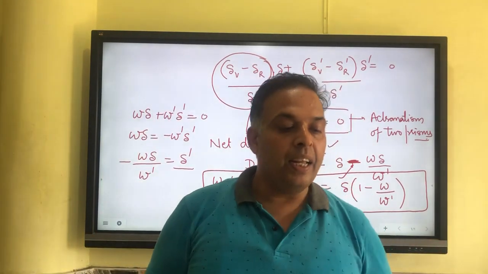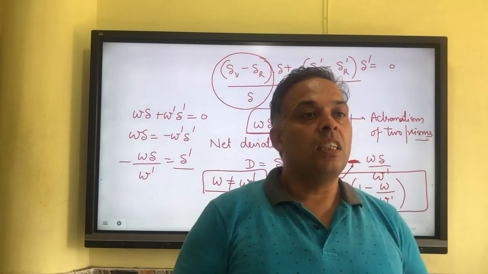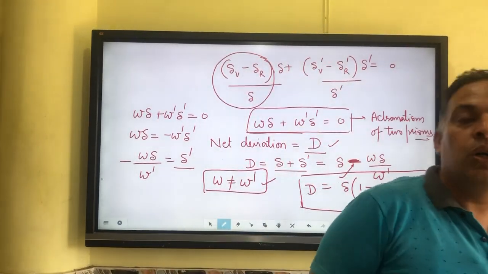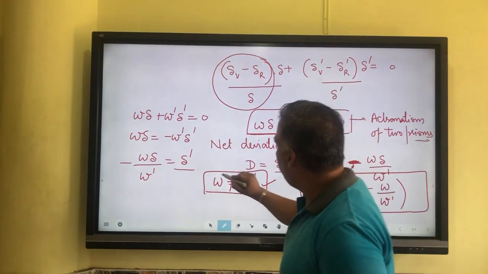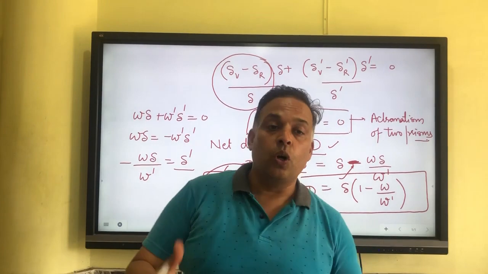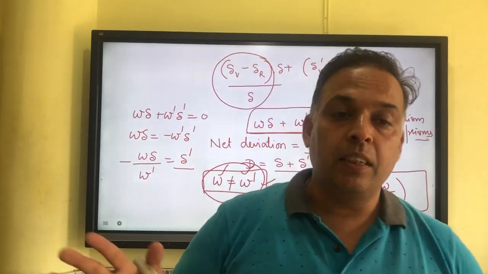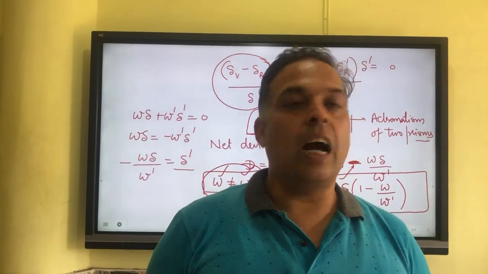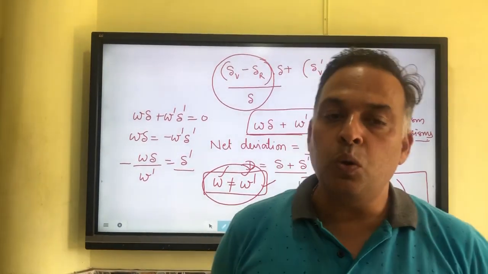Hence there exists some deviation. Although there is no dispersion, because omega and omega dash are not equal, some deviation exists. Dispersion will not be there, but deviation must be there. So this is all about deviation without dispersion.